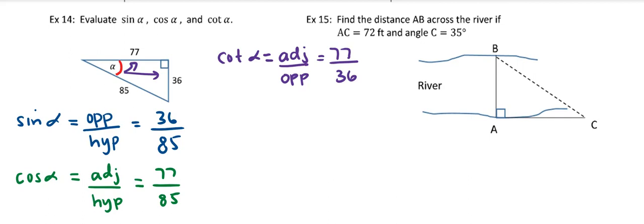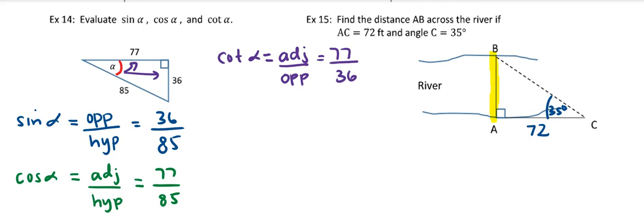So hopefully that helps you understand the relationship of sides of the triangle in relationship to its angle and calculating the trig functions. We'll take this a little bit more of an application, moving on to example 15. And they're asking us to find the distance AB across the river if AC is given as 72 feet and the angle C is 35 degrees. So let's take a look at that. We have 35 degrees as angle C.